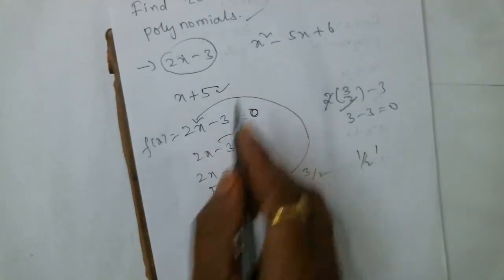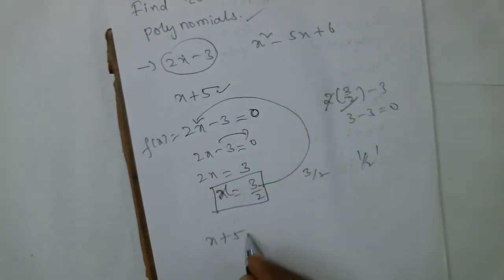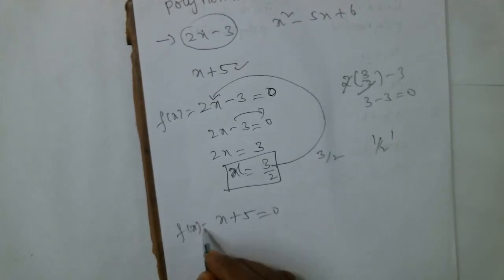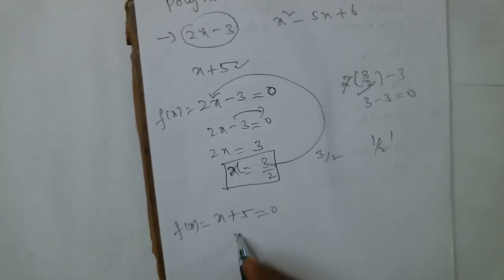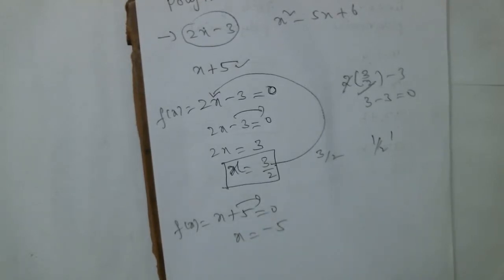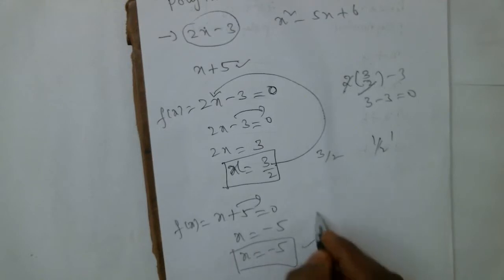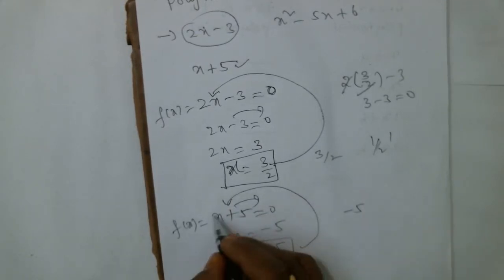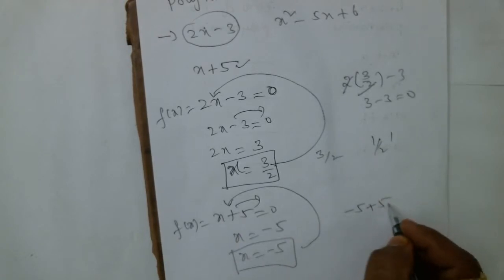Then take here x plus 5. x plus 5 is equal to 0. Think of this as f of x, a polynomial, x plus 5 equal to 0. Then x is equal to minus 5. Why? Because when we transpose from LHS to RHS, positive becomes negative, negative becomes positive. Therefore, x is equal to minus 5. Substitute x equal to minus 5 in this equation: minus 5 plus 5 is equal to 0.